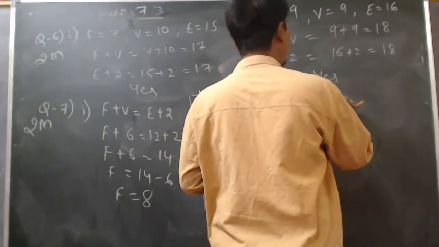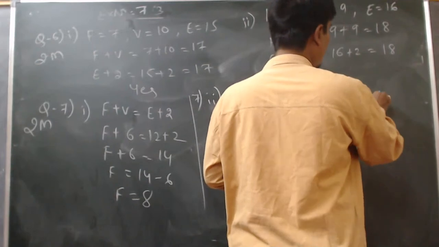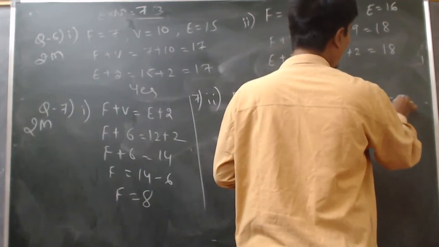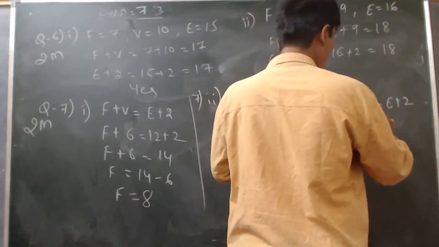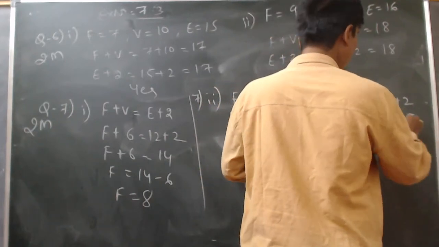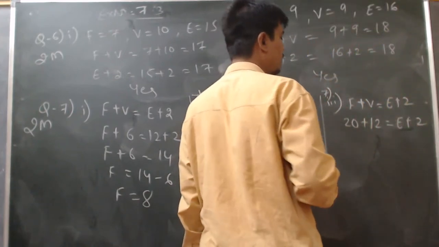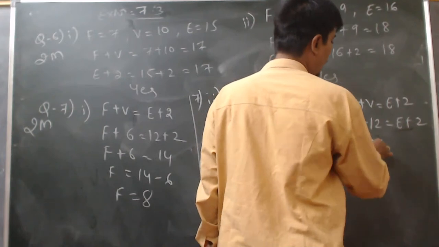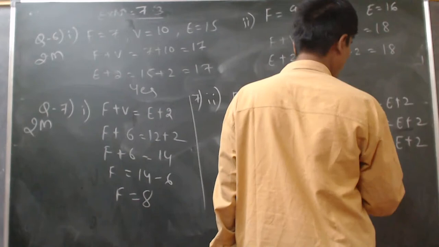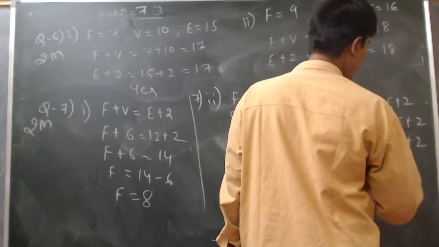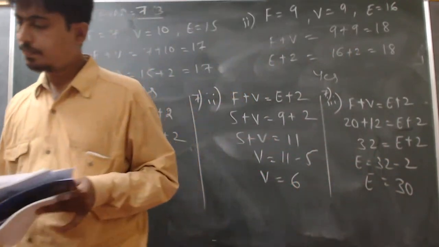Similarly, the third one, seventh one, third one. What is that? F plus V, Euler's formula, equal to E plus 2. And in this given column, F is 20, V is 12, and they have given E. What is E? E means edges. We have to find the edges. 20 plus 12 will be 32 equal to E plus 2. And plus 2 will become minus 2. That is nothing but E equal to 32 minus 2, and the answer is 30.